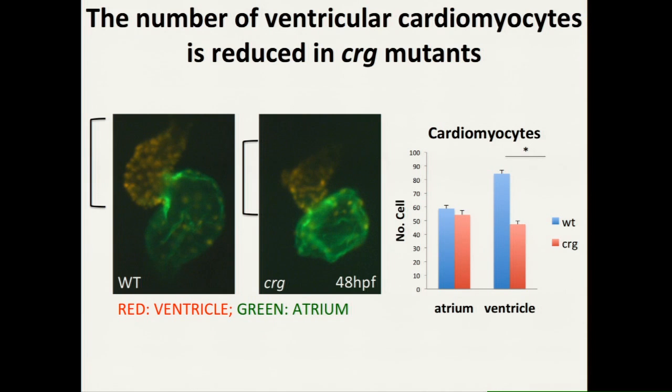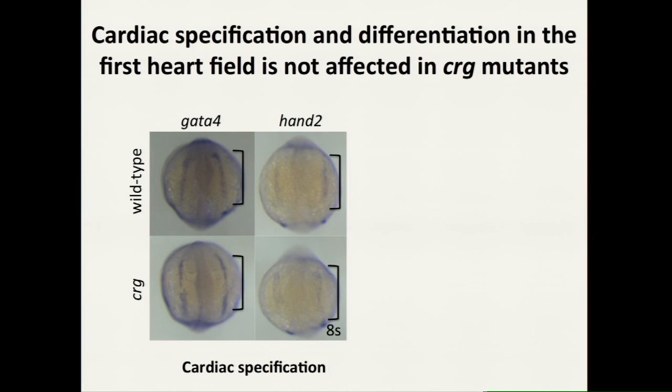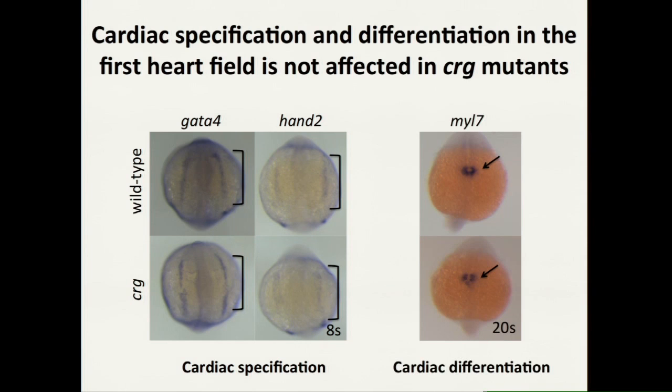To address when this defect first occurs, we went back to first heart field specification and differentiation. By looking at the specific markers GATA4 and HAND2 at somite stage, we did not see any significant difference in expression pattern between the wild type and the CRAG. The same applies to MYL7 at 20 somite stage, a differentiation marker. So it suggests the defect does not come from the early stages.